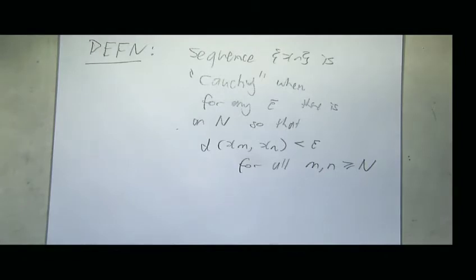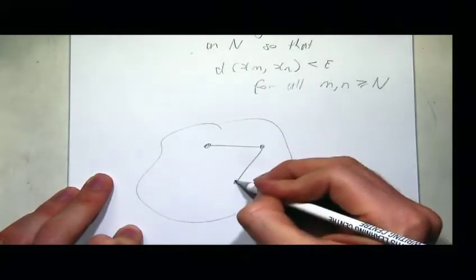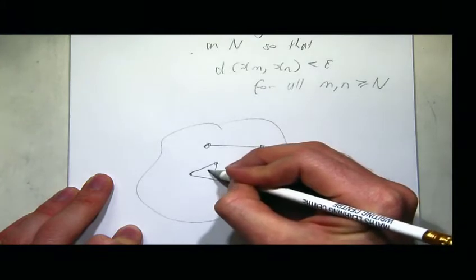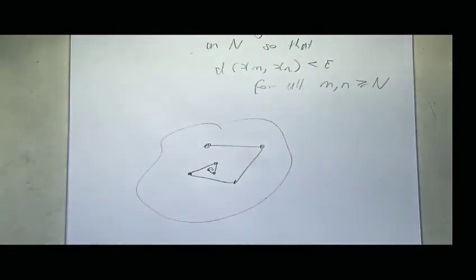Okay? What it means in terms of the picture is that no matter what size ball I'm interested in, there is a point where all the points in the whole sequence after that capital N fit inside a ball of that size. Okay, it doesn't have to be centered on anything in particular.